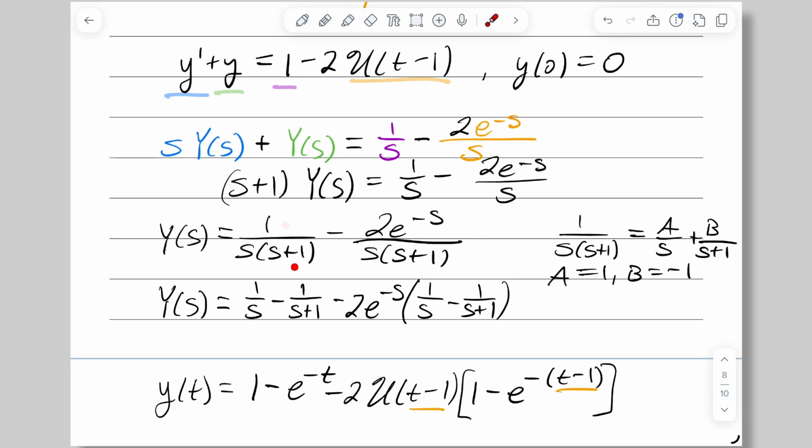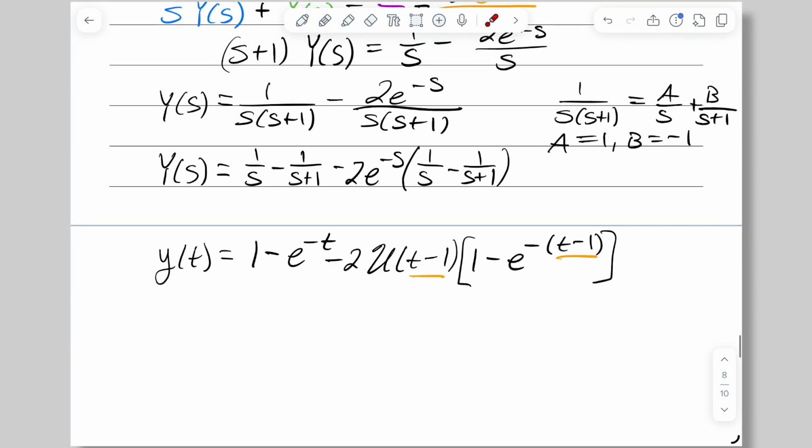1 over s times s plus 1 can be used in both of these decompositions. Just factor out the negative 2e to the negative s. We get that Y of s is equal to 1 over s minus 1 over s plus 1 from the first fraction. With that minus 2e to the negative s factored out, we have that quantity times parentheses 1 over s minus 1 over s plus 1.